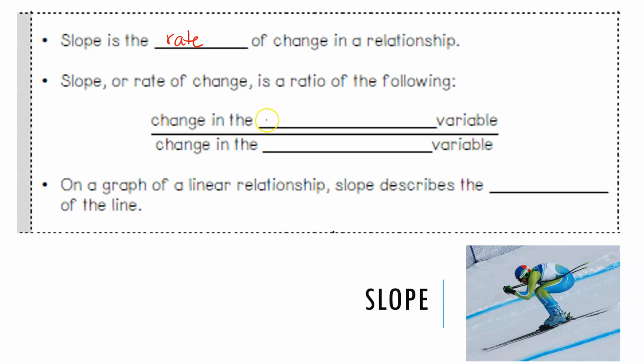So it's a change in the dependent variable, or the y value, over a change in the independent variable, or the x value. On a graph of a linear relationship, slope describes the steepness of the line, and we have talked about that. We have said the steeper the line, the higher the rate, or the higher the slope.